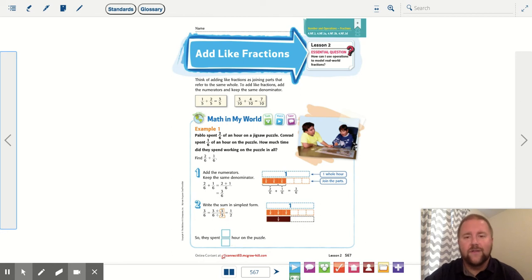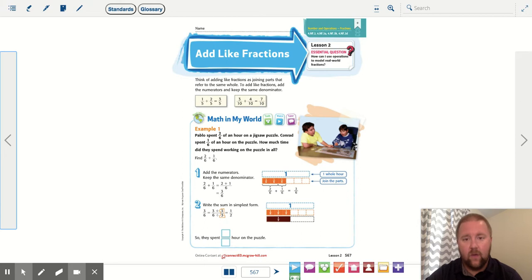Hey, boys and girls. Today we are going to be working on adding and subtracting fractions, but specific types. These ones are called fractions with like denominators. When you hear the word like, sometimes you think the word same. We're looking at fractions that have the same denominators here.